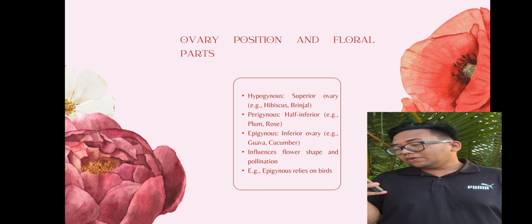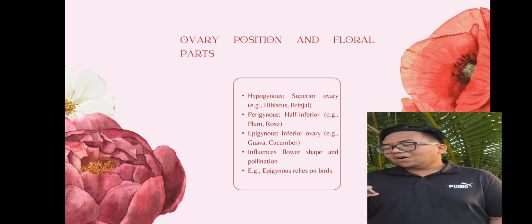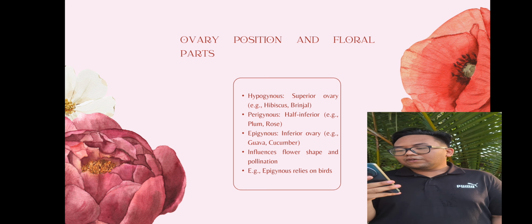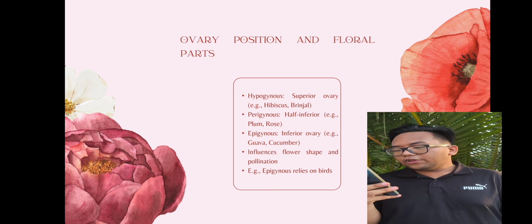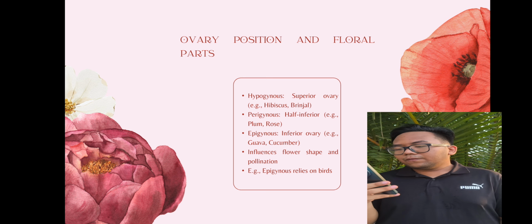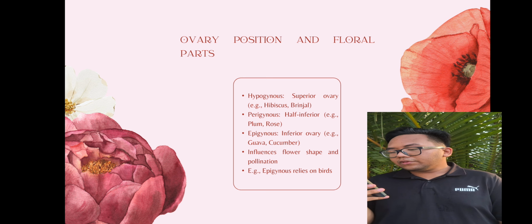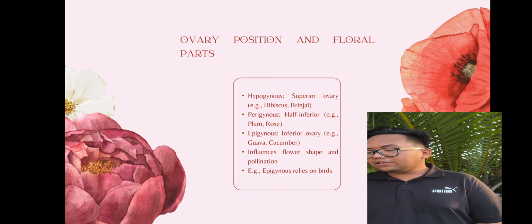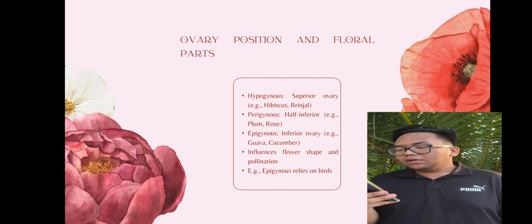Let's move on to ovary position on slide 6. Ovary position and floral parts. Ovary position alters flower function. Hypogynous with a superior ovary in hibiscus, perigynous half inferior in plums, and epigynous inferior in guava, influencing pollination access, like birds for guava.